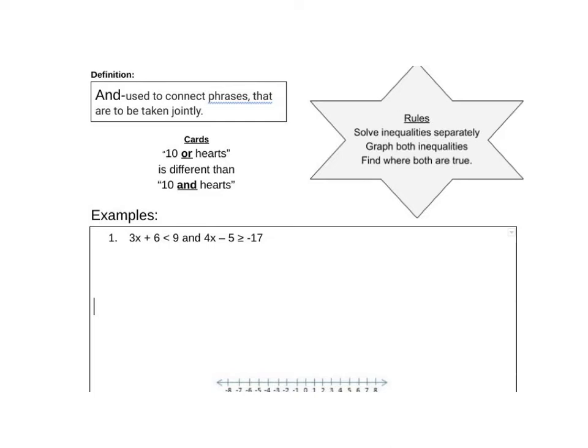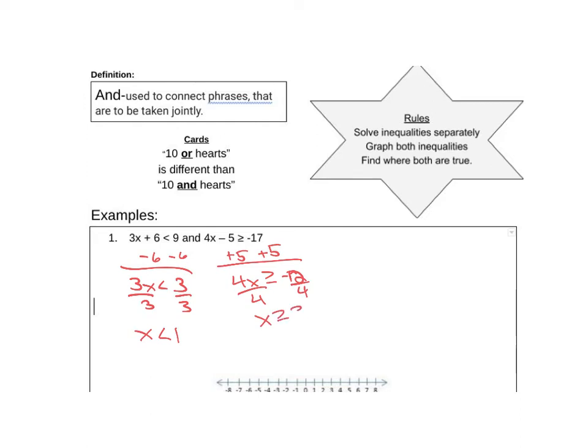And once we solve by subtracting 6, and then we can divide both sides by 3, it's going to have to be x is less than 1 and something else here. So let's see what that's going to be. Add 5. Divide by 4. So we're looking for something that's less than 1 and greater than, excuse me, negative 3, because that is a negative 12.